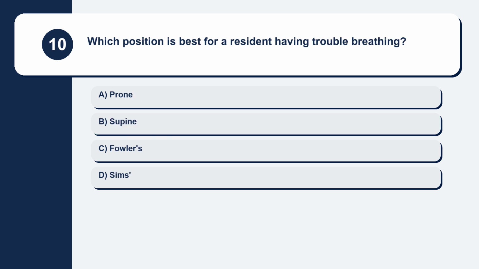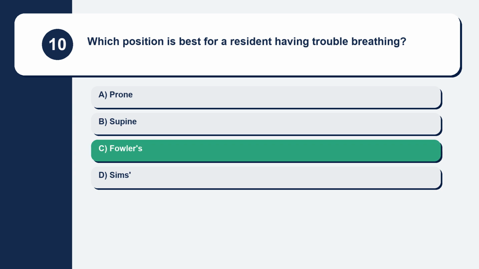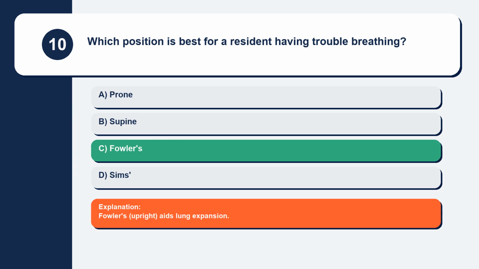Question 10. Which position is best for a resident having trouble breathing? Prone, supine, Fowler's, or Sims? Fowler's: upright, which aids lung expansion.